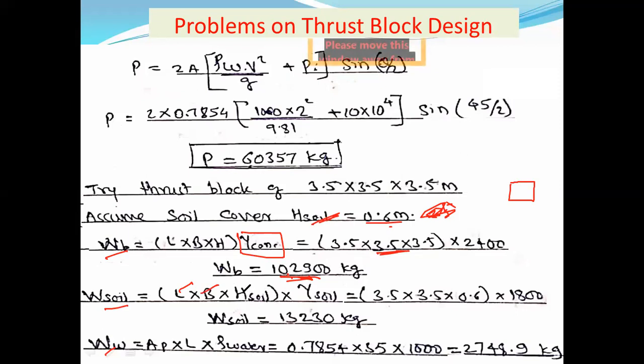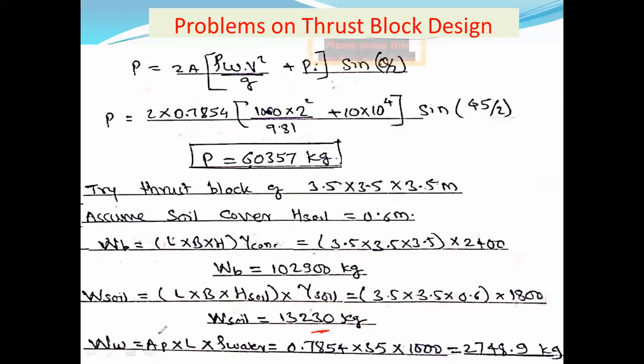Similarly, put the values of L and B, these values will be the same as those of the block. The depth of the soil, here we have assumed 0.6, put that 0.6 there. Then weight density of soil, it is given in the problem, it is 1800. Multiply that and you will get the weight of the soil, and its value is coming as 13,230. Now, next, find out the weight of water in that block.